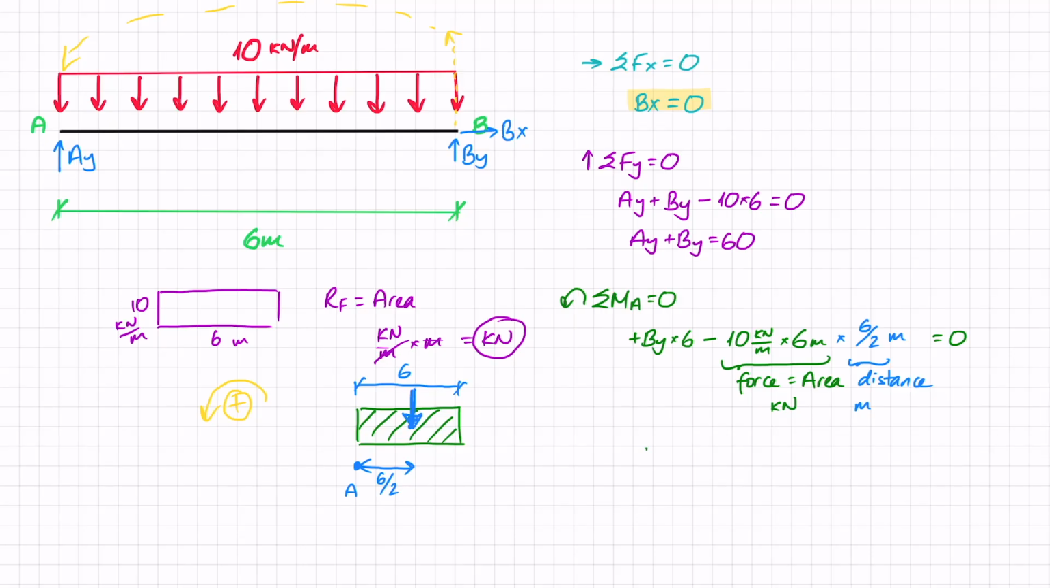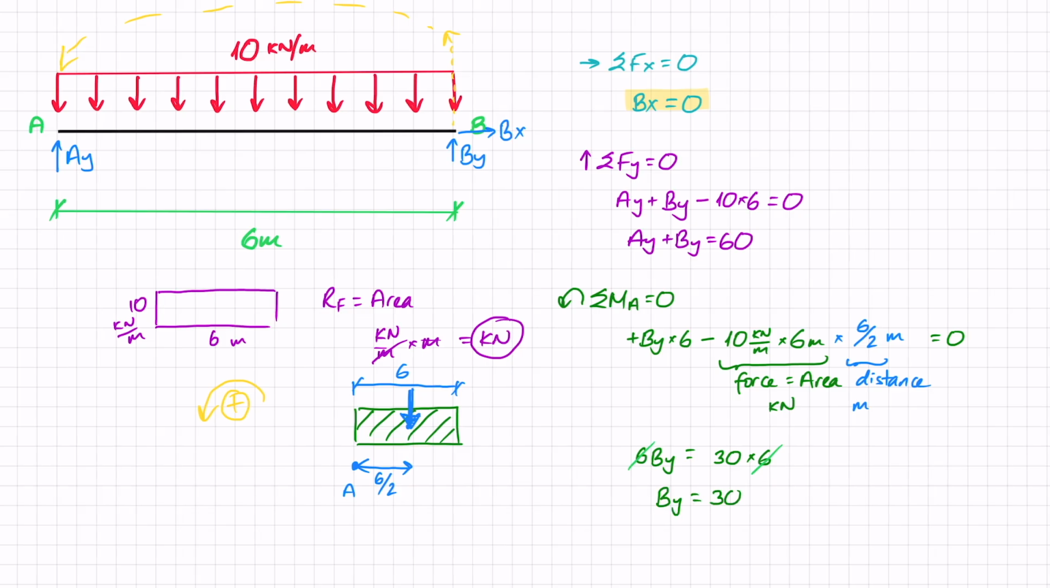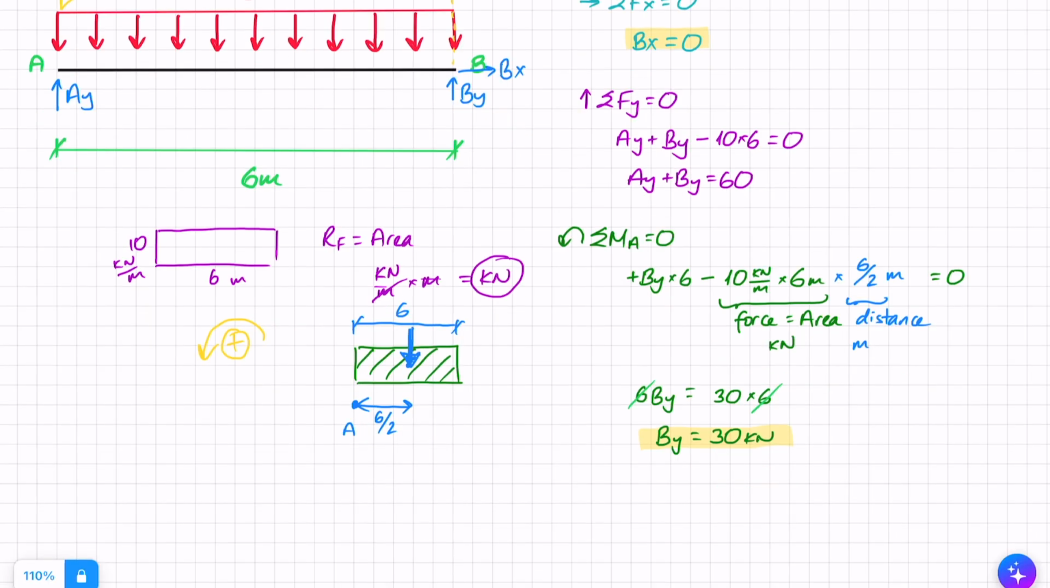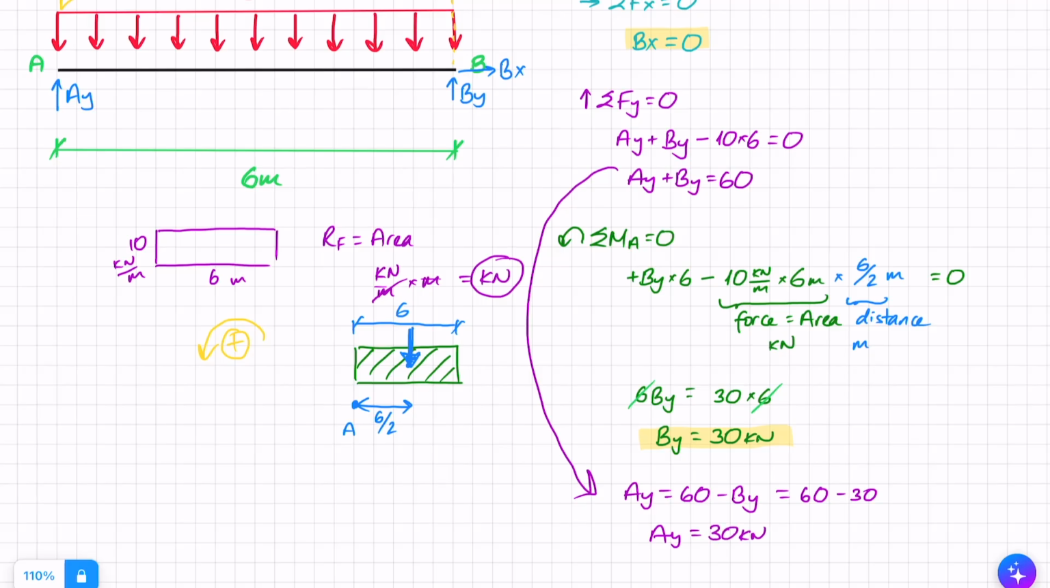So let's see what we've got. We've got 6 By equals, that's 3 times 10, so equals 30 times 6. I can divide by 6, so I end up here with By equals 30 kilonewtons. And now what I need to do is go back to this equation to find Ay. So Ay equals 60 minus By. That's just me rearranging that equation. And that is 60 minus 30. And so Ay equals 30 kilonewtons.